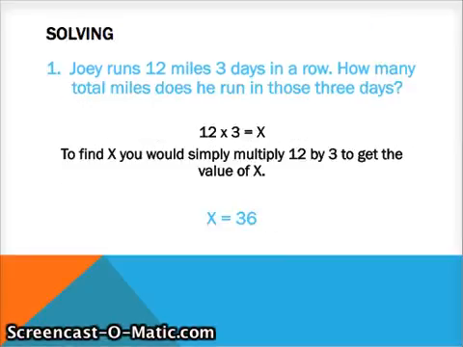To solve it, you want to find x. To find x, you would simply multiply 12 by 3 to get the value of x. Your answer should be x equals 36.